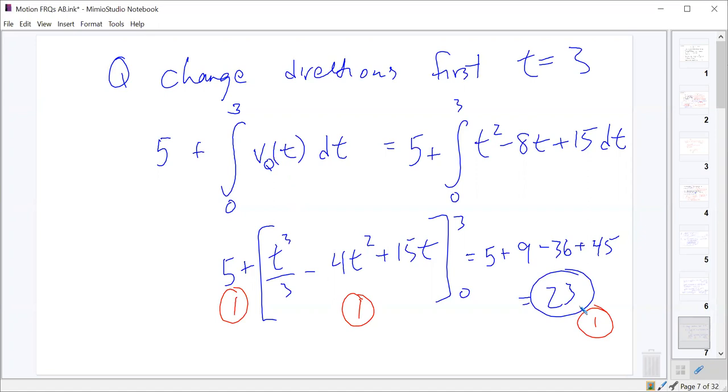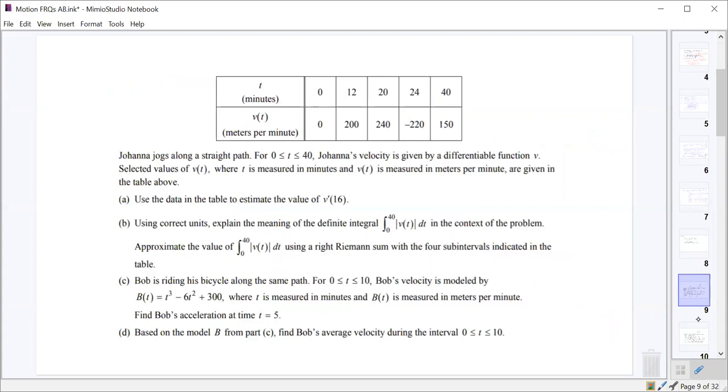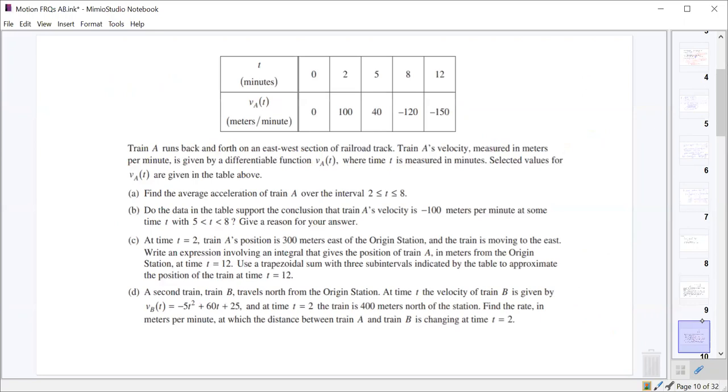Fairly similar to the last one. You'll find that most of the motion problems are fairly similar, whether they're calculator or not. They're not necessarily all about particles moving in a line. Instead, it might be about some person jogging along a straight path, right? Or it might be about a train running back and forth on a railroad track.